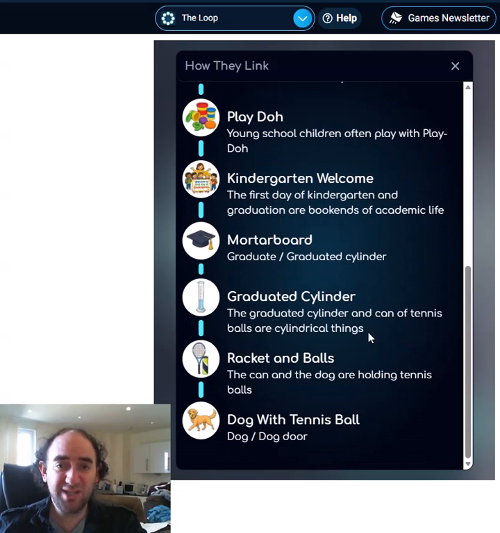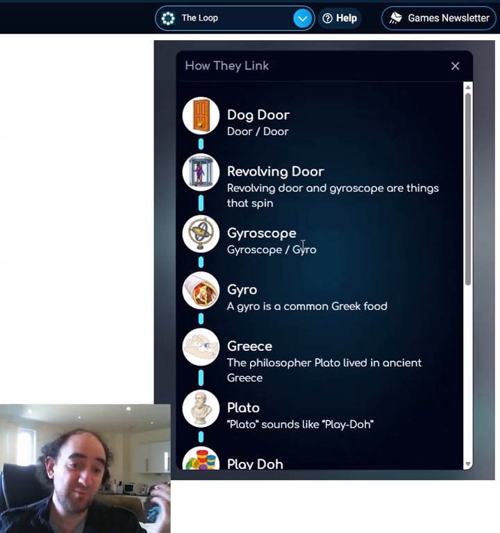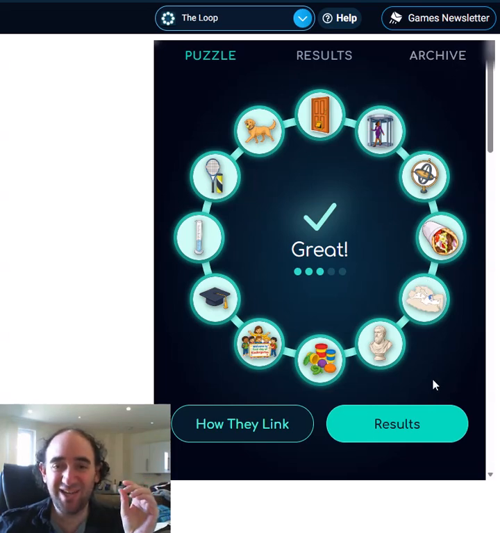That is a graduated cylinder. I'm not sure I've ever heard that phrase. So I would never have put that next to the mortarboard for that reason. I'm not going to beat myself up about that. Those are both cylinders. We kind of worked that out. Oh, the dog is holding a tennis ball. I'm not even sure I noticed that. That was a bit careless. And then the dog goes through the dog door. So it wasn't a cat flap. Should have been a cat flap. Anyway, we worked it out in the end.